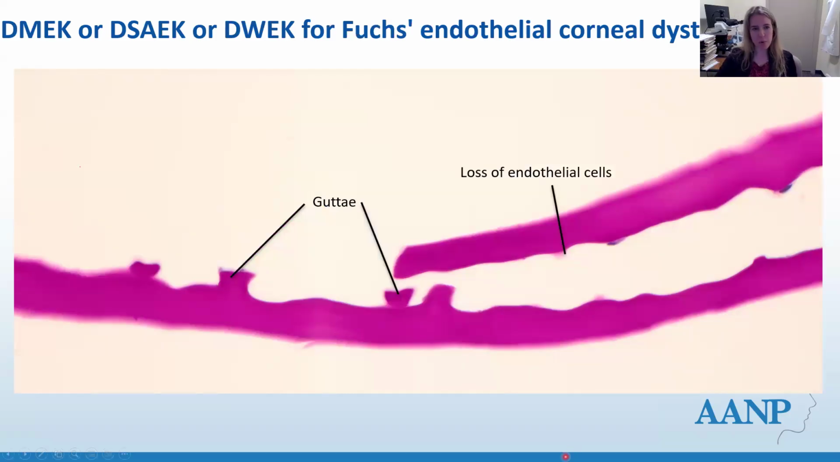Here is another example. DMECs, DSECs, and DWECs are often done in patients who have Fuchs endothelial corneal dystrophy. And so here we see that the Descemet's membrane is actually a little bit on the thicker side. There's depletion of the corneal endothelial cells, and there's also a lot of these bumps that are called guttae. And the guttae are like little plateau shapes or little anvil shapes that protrude from Descemet's membrane.